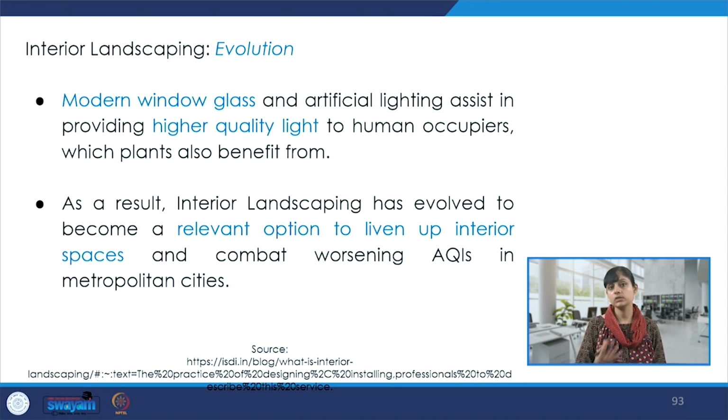And then, the modern window glass and artificial lighting assist in providing higher quality light to human occupiers, which plants also benefit from. So there is this entire mix and match of concepts: landscaping, lighting, what kind of glass to be used, how the entire interior landscaping happens. And we will see in this module that focuses on green interiors, again, the role of glass and daylight and how to make a space green and more healthy, and how do we take care of these interior landscaping aspects also while we are talking about getting our interior spaces certified as green interiors, etc.